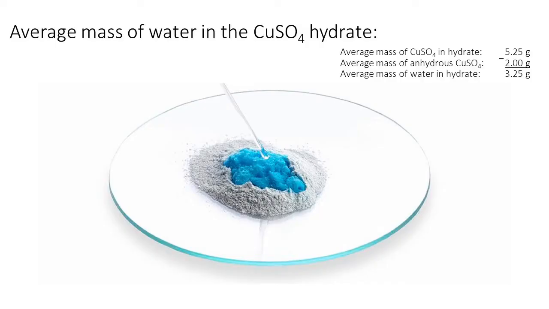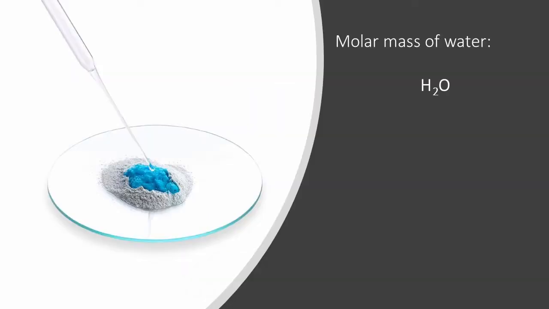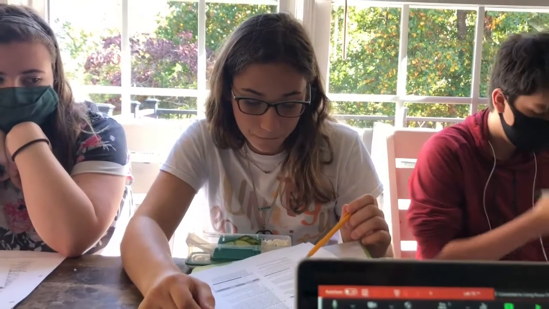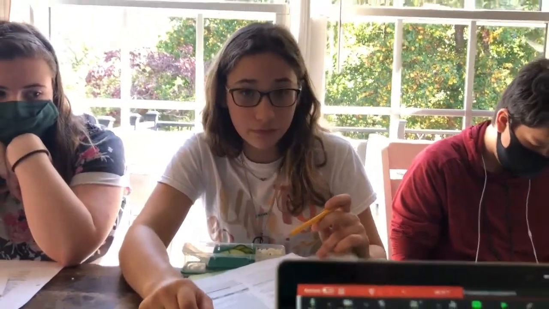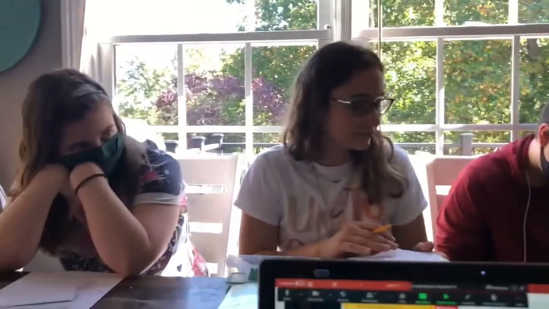Calculate the mass and moles of the water originally present in the hydrate. Grams of water. Wait, what did you get, Abby? We had 2.3 grams of water. 2.3 grams of water. What did anybody else have?